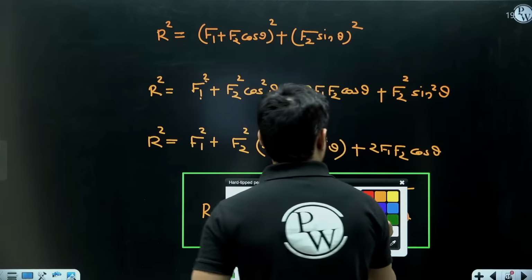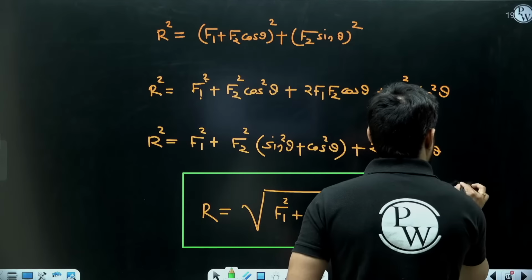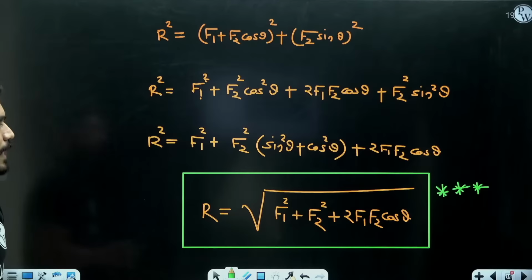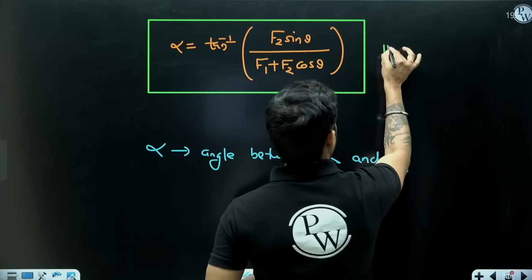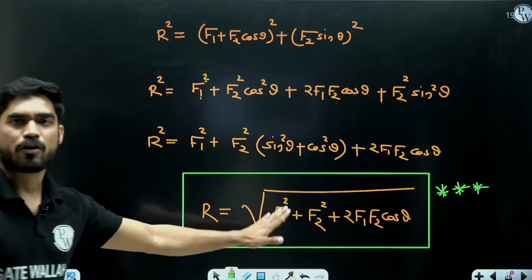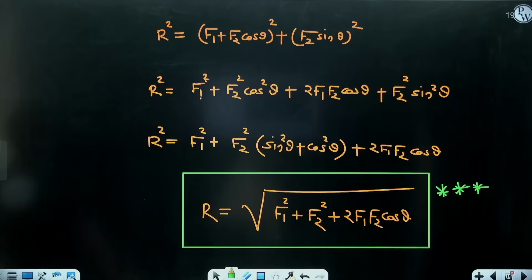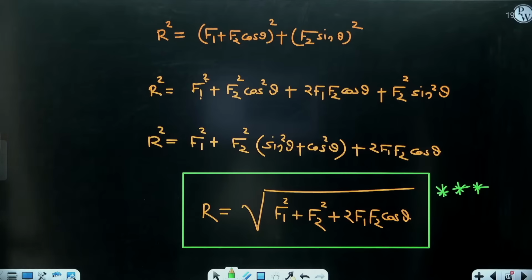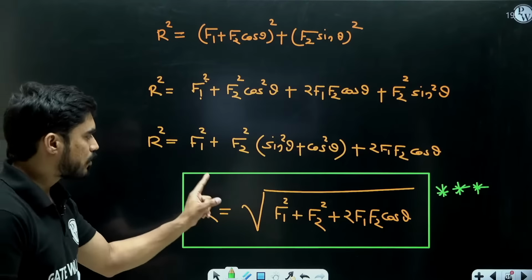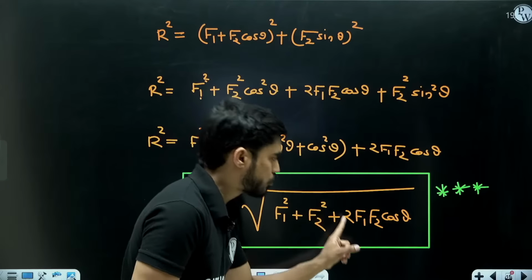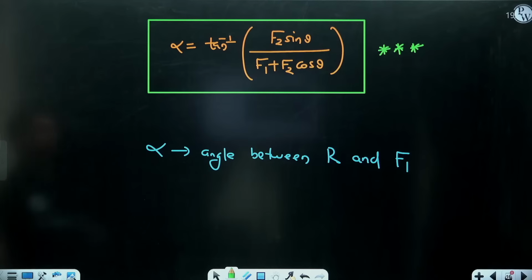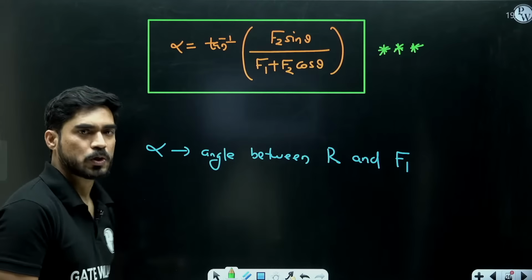Whatever formula you have to memorize, I will make 3 stars on that formula. Then you will understand that you have to actually remember it. Whenever we have a problem of addition of two forces and we have to use parallelogram law, we will directly use this formula. R equals root over f1 square plus f2 square plus 2 f1 f2 cos theta, and alpha is tan inverse of f2 sin theta upon f1 plus f2 cos theta.